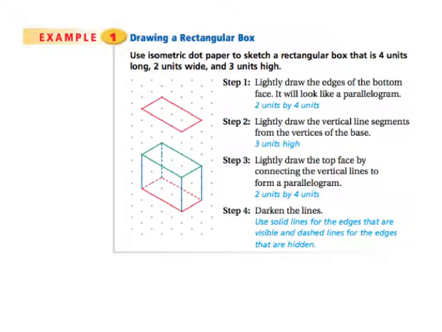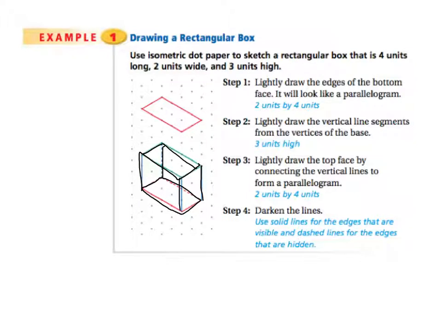Usually how you'll do it is, step 1 says lightly draw the edges of the bottom face. It will look like a parallelogram. So that means this base, you're going to lightly draw the edges, and lightly draw the vertical line segments from the vertices of the base. So we draw the vertices, and then draw the top face connecting the vertical lines.